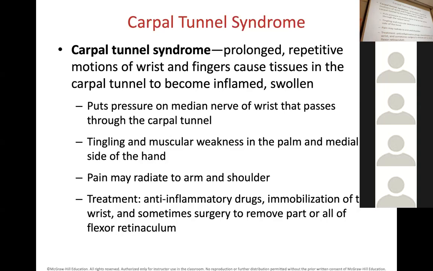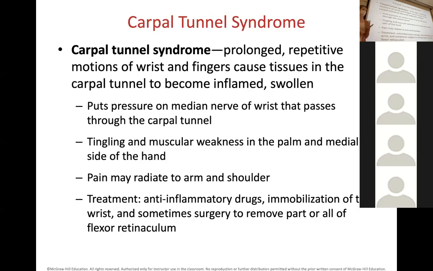There's a number of treatments, again, depending on how severe it is. Anti-inflammatory drugs can work. They can decrease the inflammation and the swelling in the wrist area, which will take pressure off the nerve. Immobilization of the wrist, just to prevent that repetitive motion that's basically causing that inflammation. So like a brace on your wrist can help.